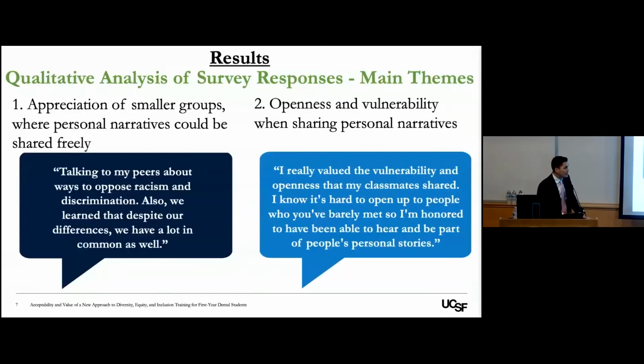Here's the first part of the qualitative analysis, of the open-ended questions from the surveys. For that, we found 4 main themes. The first main theme was the appreciation of a smaller group where people felt like they had the chance to share freely. A quote from that was, "Talking to my peers about ways to oppose racism and discrimination. Also, we have learned that despite our differences, we have a lot in common as well."